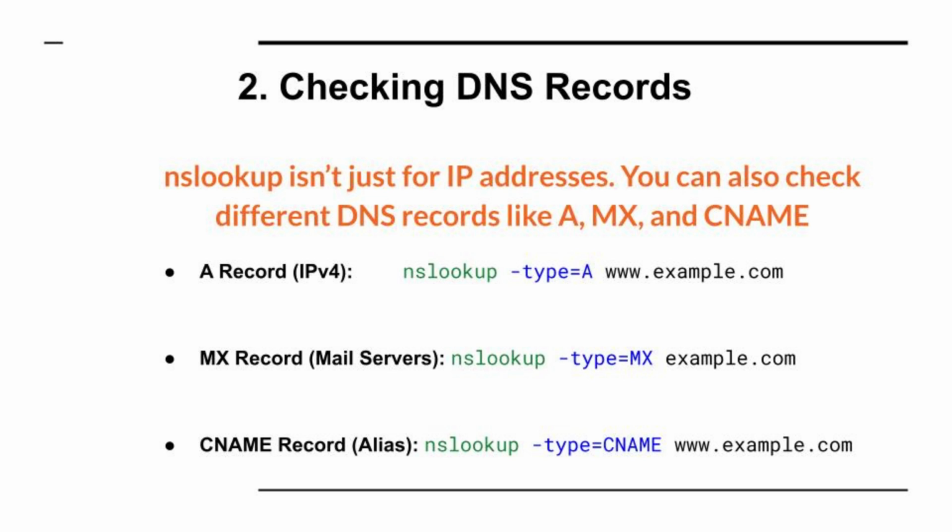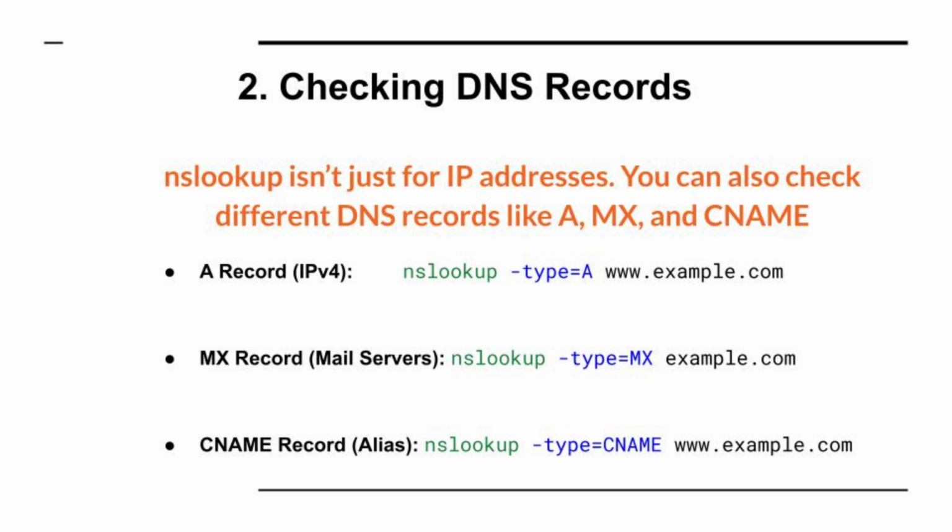2. Checking DNS records. nslookup isn't just for IP addresses. You can also check different DNS records like A, MX, and CNAME. A record, IPv4: nslookup -type=A www.example.com.